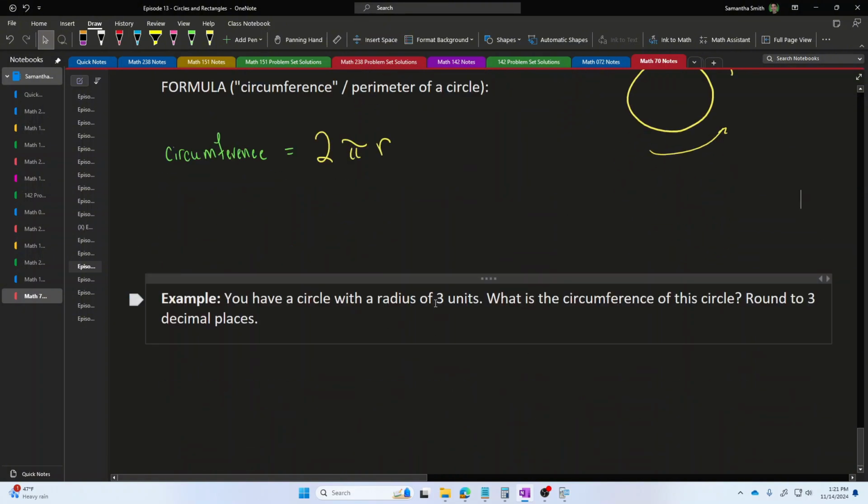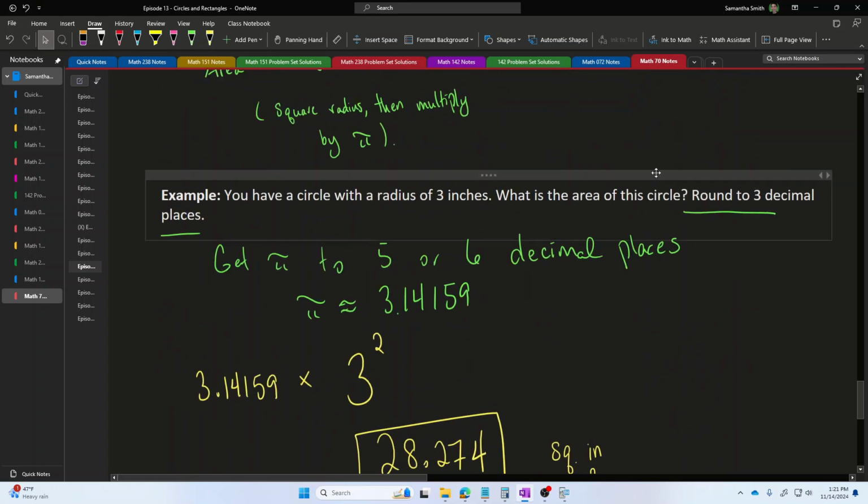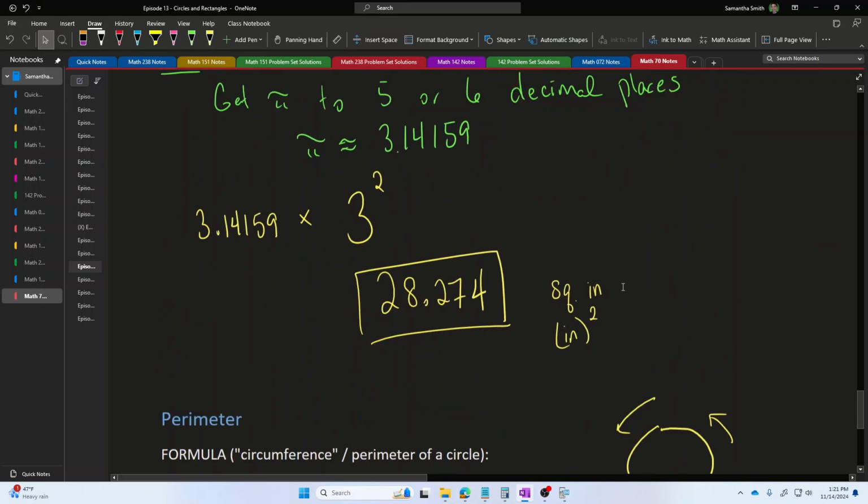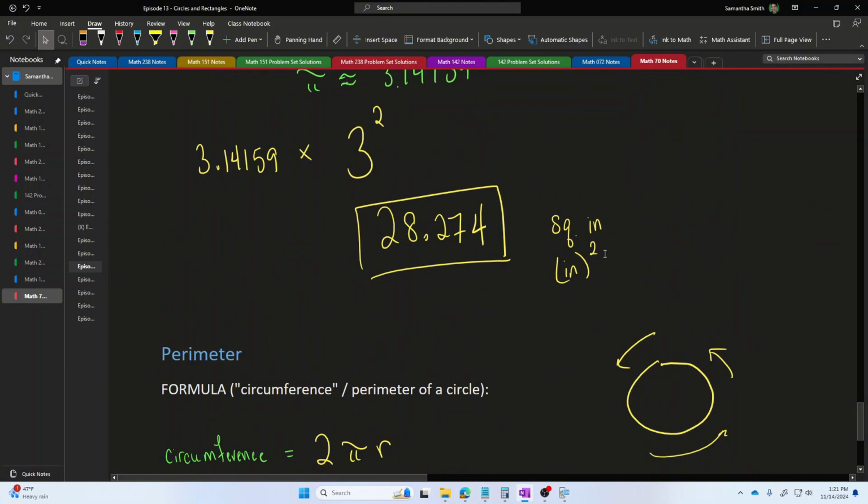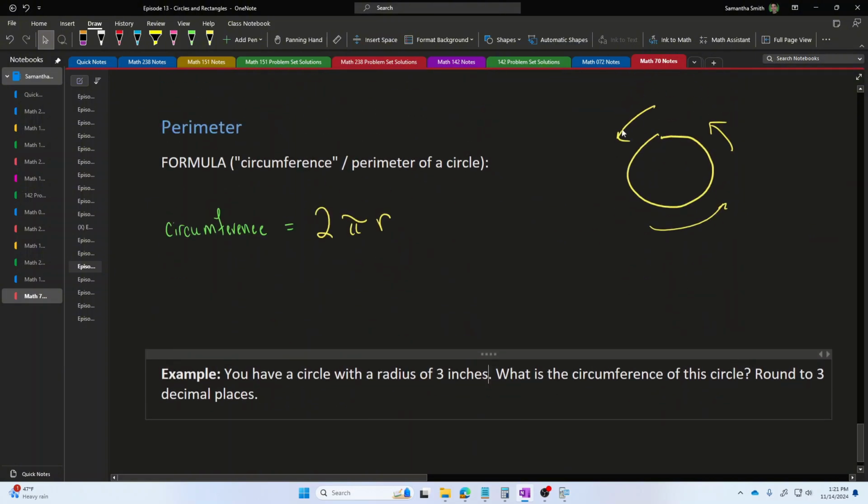So going back to this same circle in the back, if I had a radius of 3 units, maybe for example 3 inches, what would be the circumference of this circle? Not the area, not the amount of material inside the circle, but how far would I travel if I walked around the outside of the circle?